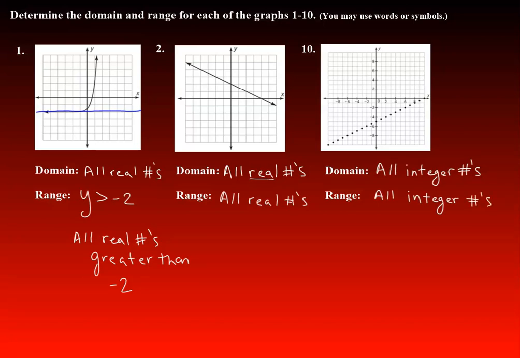So hopefully for 2 you found that the line was going continuously up and continuously down. So we can say it's all real numbers. And for 10, same idea. It's going up and going down forever, but it is dots. So that means it's going to be integers. And with that, that is how you find your domain and range of a graph.